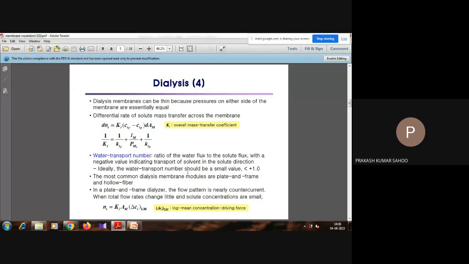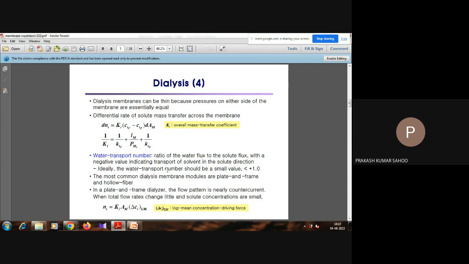Water transport number is the ratio of the water flux to solute flux, with a negative value indicating transport of solvent in the solute direction. So this is the transport number of water. Transport number of water means water gets transported from the solvent to the solute side. So this is the transport number.